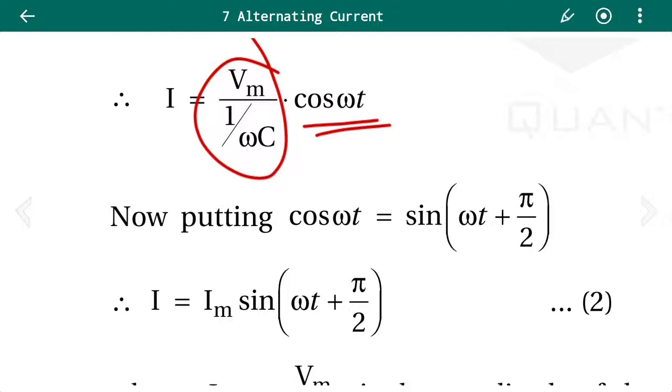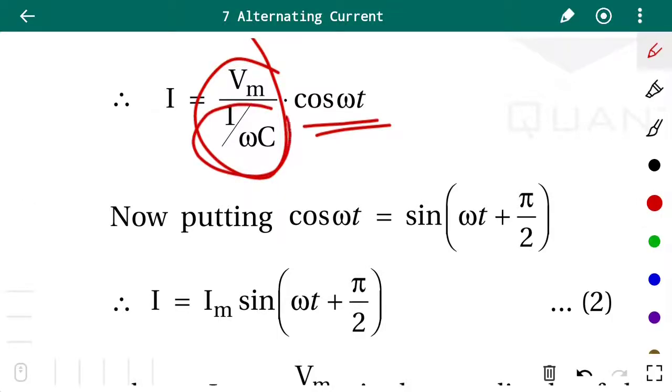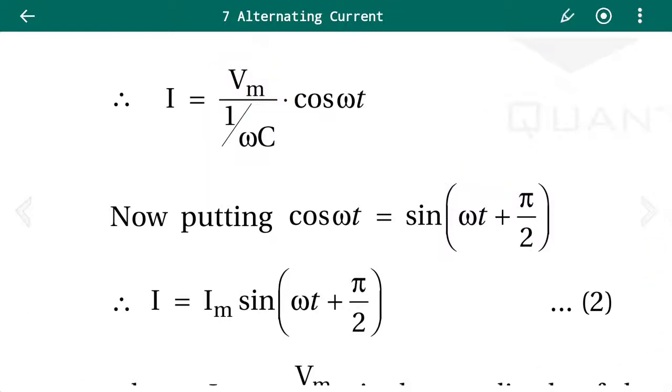In the case of an inductor, we had seen that the denominator was the inductive reactance, and its function was to limit the current. Here, for the case of a capacitor also, we have the denominator term 1 by omega c as Xc, that is capacitive reactance, and capacitive reactance is also the term that opposes or limits the current. So Vm upon Xc can be written as Im.